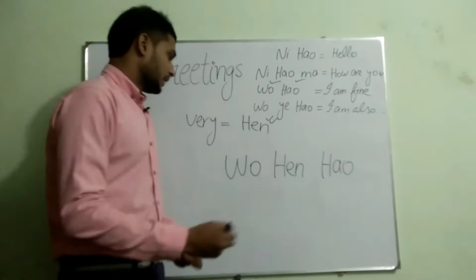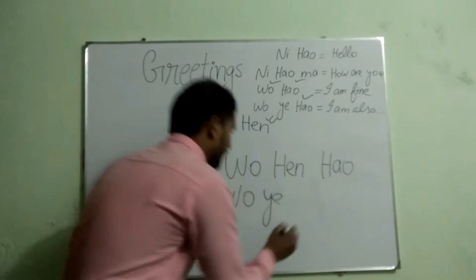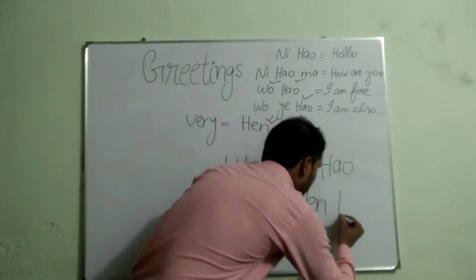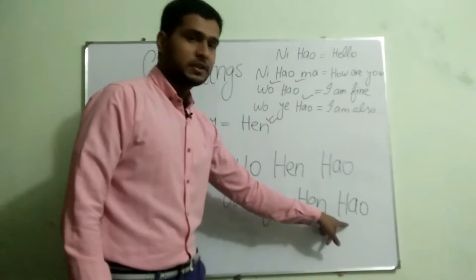If you want to say I am also very good, you will use it like this: wo ye. I said earlier that the position of ye is just after the subject. So wo ye hen hao. Wo ye hen hao. As you know, hen is an adverb, so it comes before the verb.